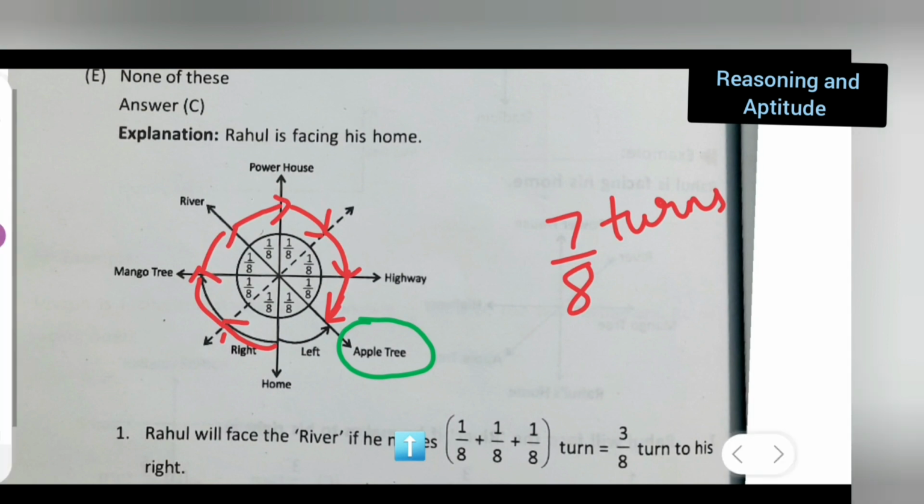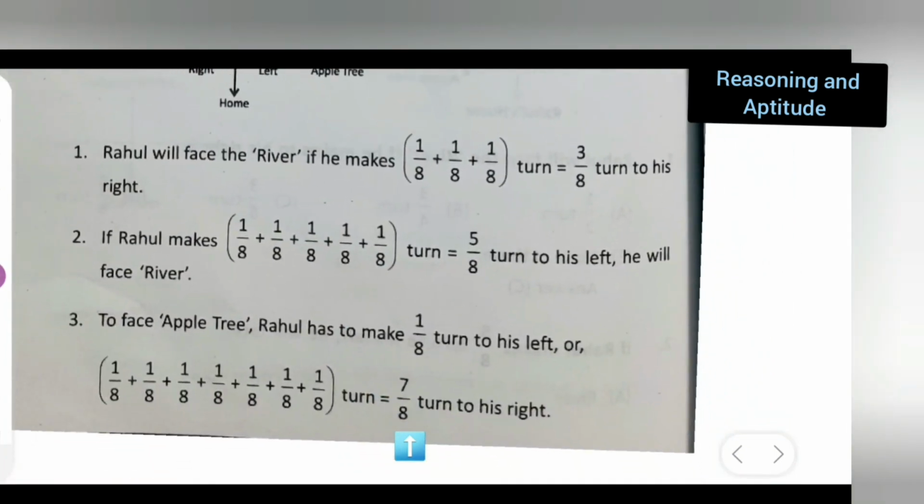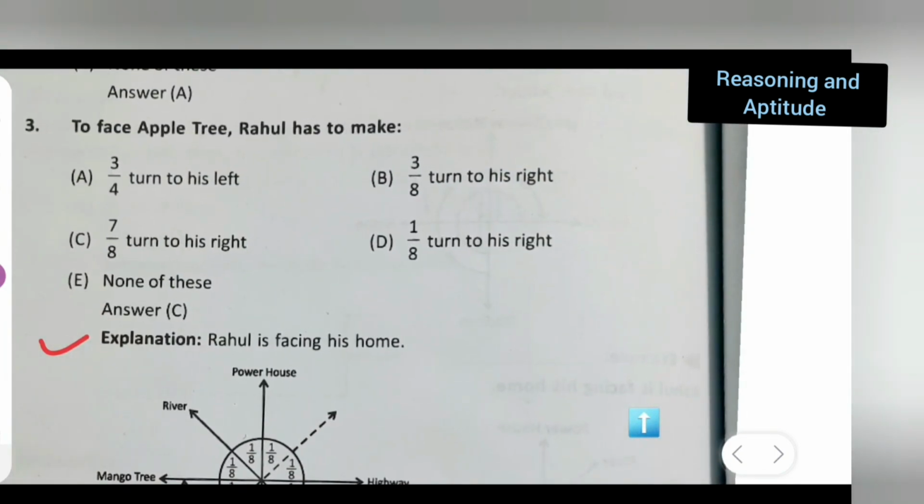Okay. So let me rub this part. So 7 upon 8 is the correct answer. You can take down here also the solution is given. This is the third part, meaning the explanation of the third part. To face apple tree, Rahul has to make 1 upon 8 turn to his left, or this is 7 upon 8 times turn towards his right. Okay. So which answer is the correct option for this one? 7 upon 8 turn to his right is the correct option. So option C is the correct option over here.